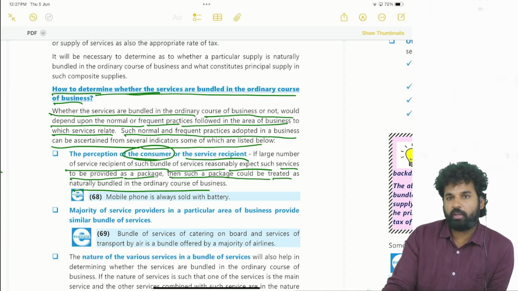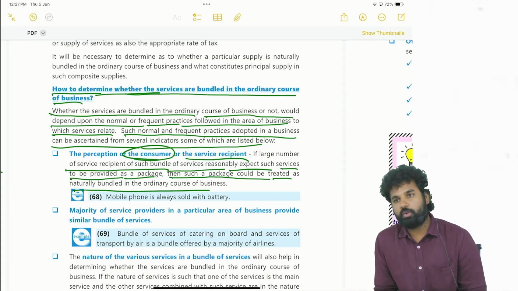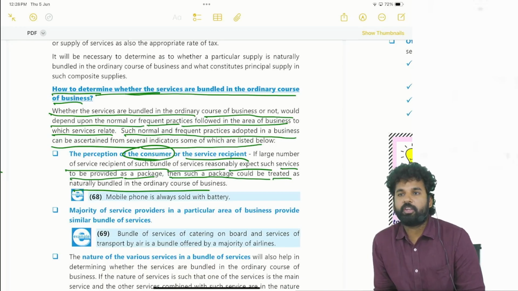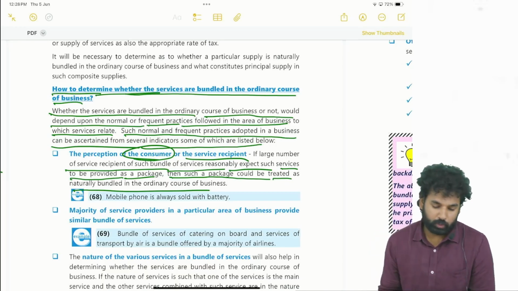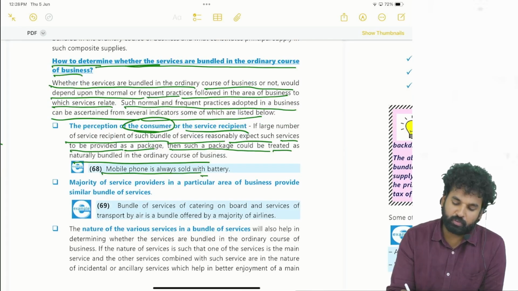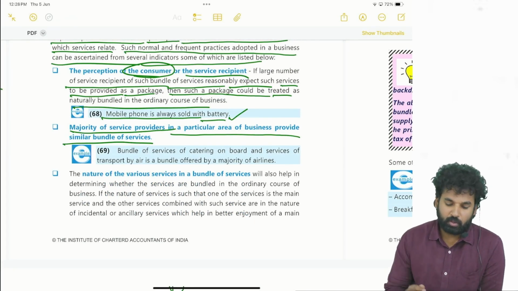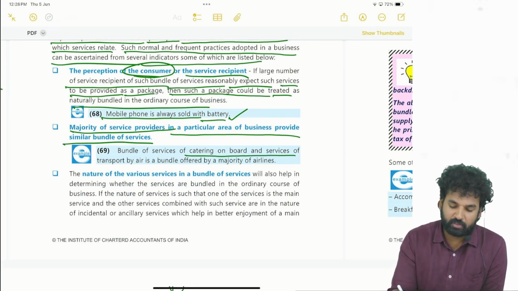If we board a train, we will expect at least a water bottle to be served to us. If you are traveling in an AC coach, we are paying thousands of rupees, so we will at least expect a coffee or tea or a water bottle. Okay, expectation of the service recipient is a part here. Next, like a mobile phone is always sold with a battery. Next, the majority of the service providers in a particular area of business provide a similar bundle of services. The bundle of catering on board and transport by air is a bundle offered by the majority of airlines.